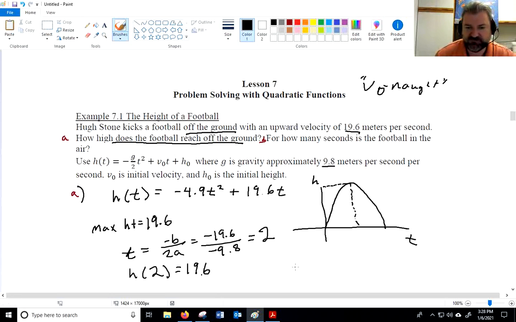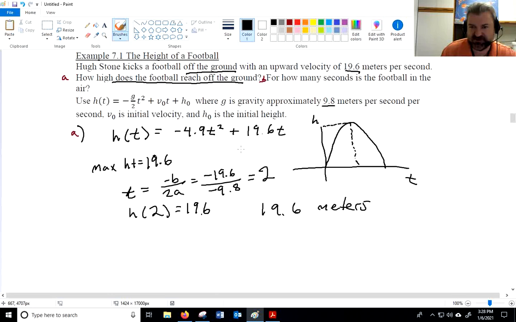How high does a football reach off the ground? 19.6 meters, which, if I'm not mistaken, is quite tall. But I kind of made up these numbers, so pardon me if they're not realistic for an actual football. But I don't know, maybe that's realistic.